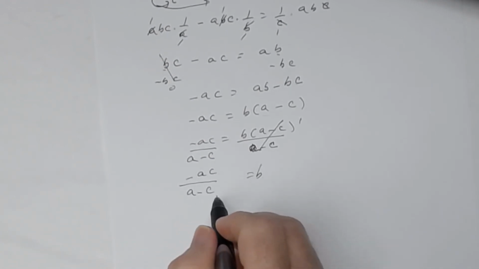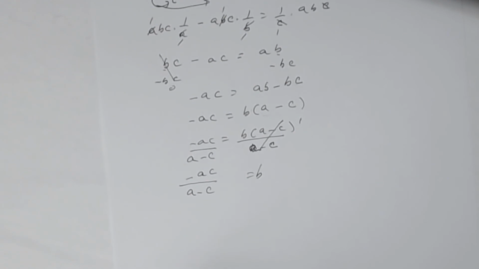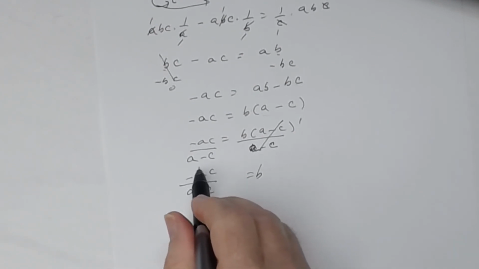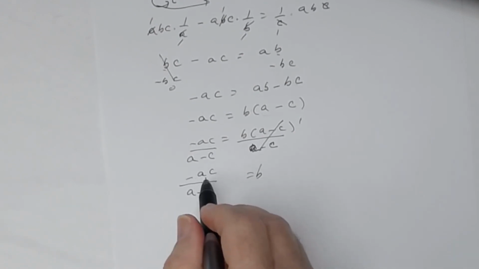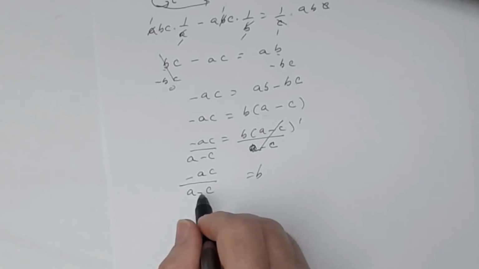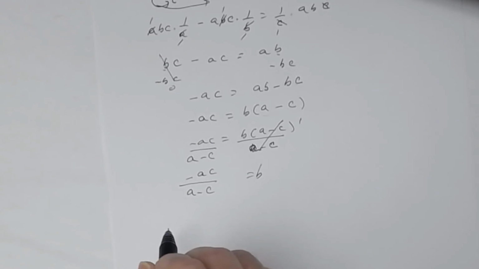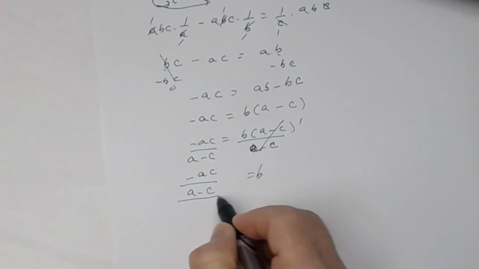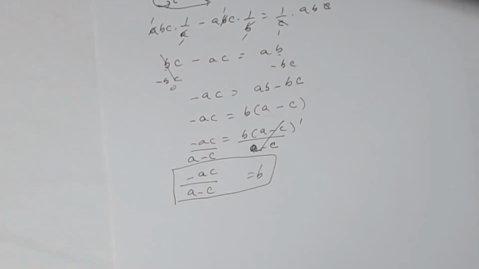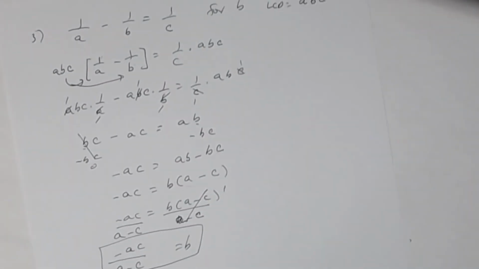Same thing here. You cannot cancel out these c's, because even though c is a factor of the numerator, because that's a product, c is not a factor of the denominator because it's part of a subtraction here. All right. Anyway, so that is your answer. All right, so that was number 3.